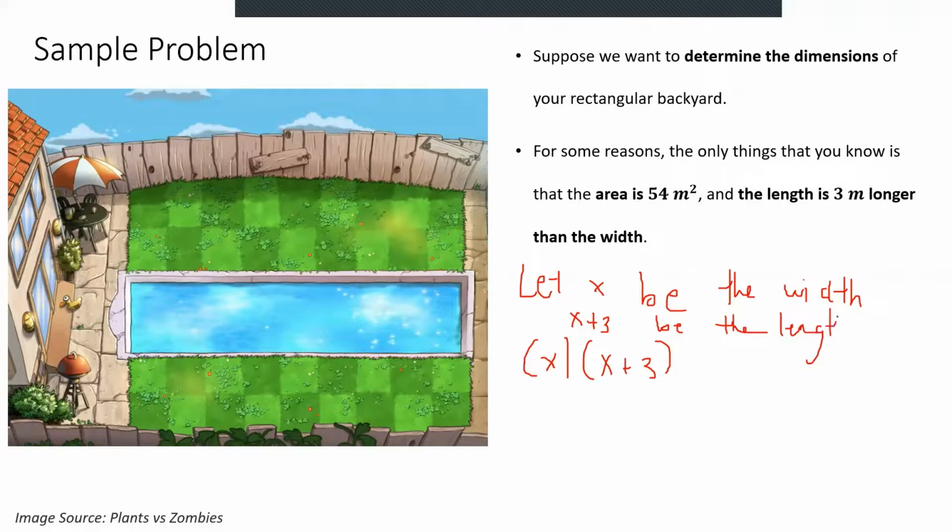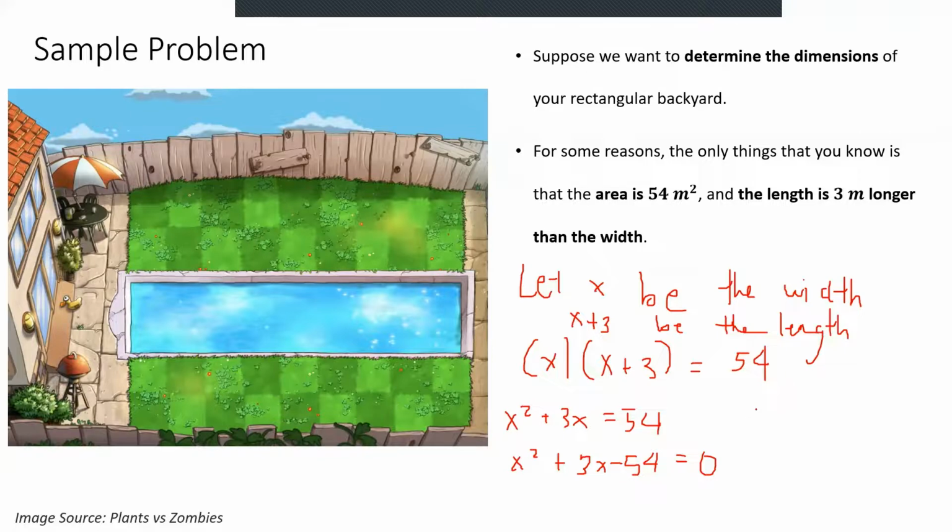If we multiply the width and length together, we will get x times x plus 3, which is the area, which is 54. Let's just not put the unit for now. We distribute x, we get x squared plus 3x is equal to 54. Then we can rewrite this as x squared plus 3x minus 54 is equal to 0. And we can see this is the format of quadratic equations we talked about earlier. And now this we can factor.